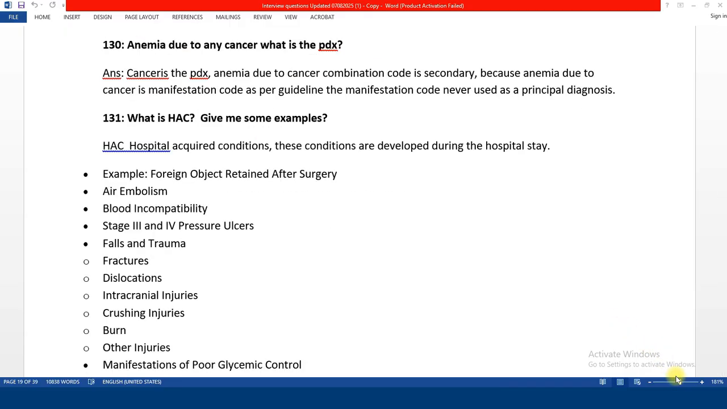Next one, anemia due to any cancer. What is the PDX? So basically the patient is having anemia as well as cancer, but the anemia is due to cancer. How do we code this scenario? In this situation, we will code cancer as the PDX and anemia due to cancer as a combination code as secondary, because anemia is the manifestation of cancer. So based on coding guidelines, we will not code manifestations as PDX.